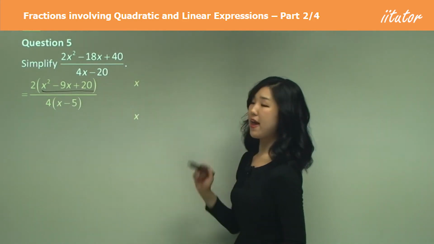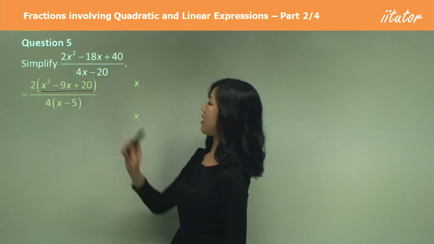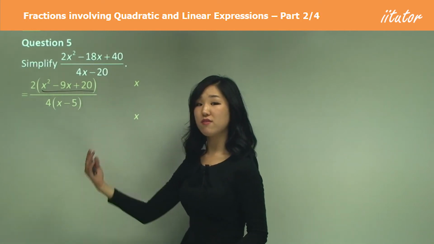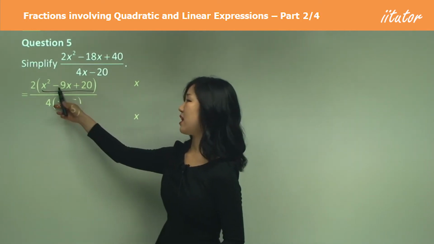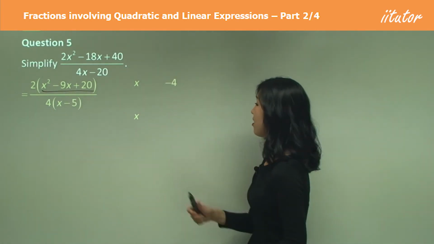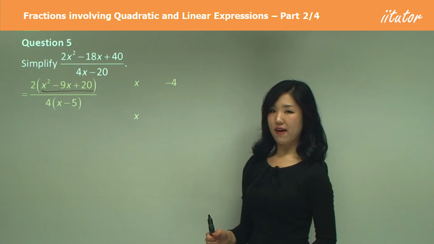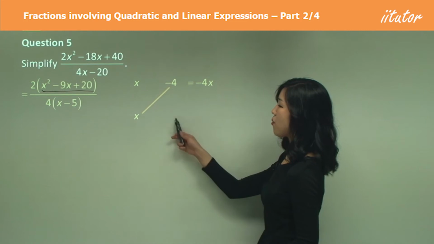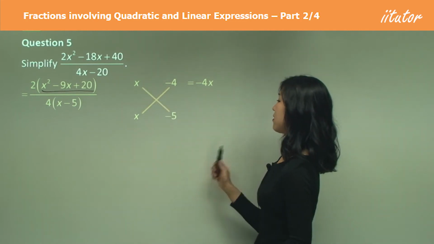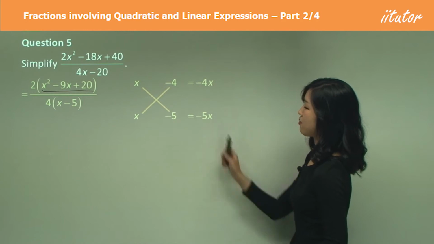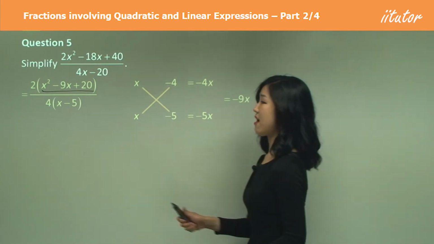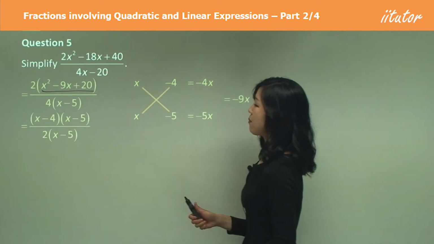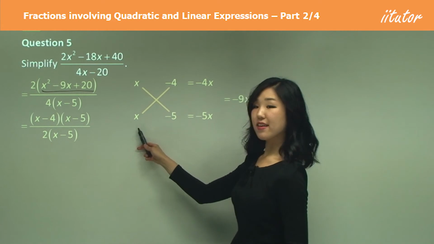So I'm going to use my x and x to use the cross method for the inside part. And as I said, it's a positive 20, so it could be positive, positive or negative, negative. But because this is negative, it's going to be negative, negative, isn't it? So I use negative 4, because 4 is a factor of 20. And then x times negative 4 is negative 4x. So the other one will be negative 5, cross, negative 5x. And you can see that negative 4x minus 5x is negative 9x, which is what we want. So we've got the right form. So the numerator now becomes x minus 4, x minus 5.